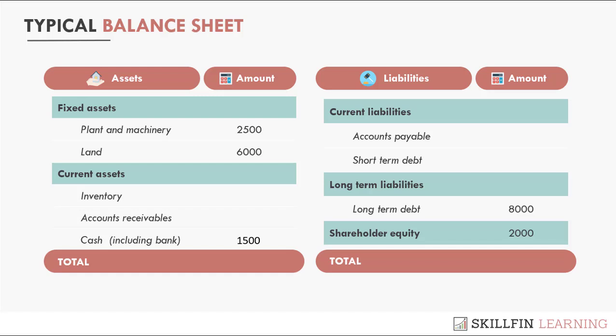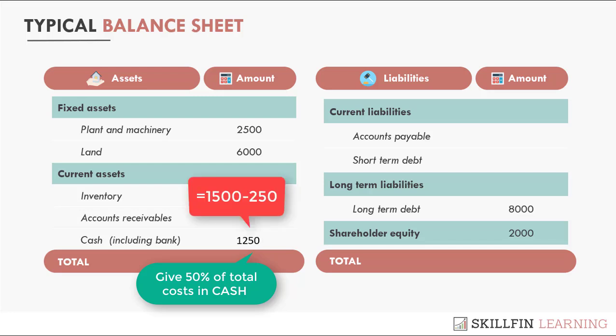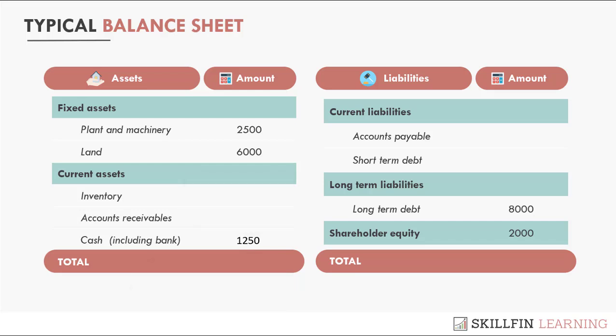What about the balance sheet? Now, in the same transaction, we decided that we would pay half of the $500 in cash. Since we paid half of the total amount in cash, our cash balance will go down by $250. As such, the cash balance will reduce from earlier $1,500 to now $1,250.